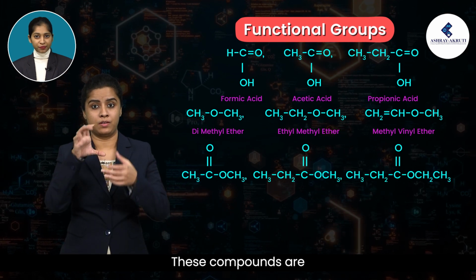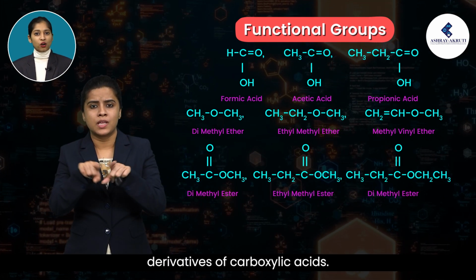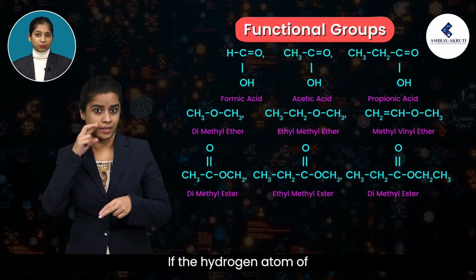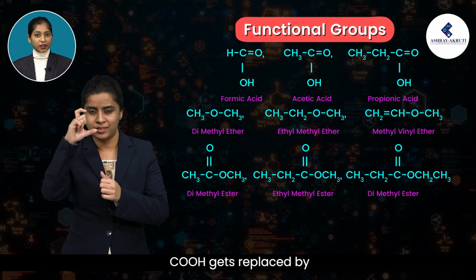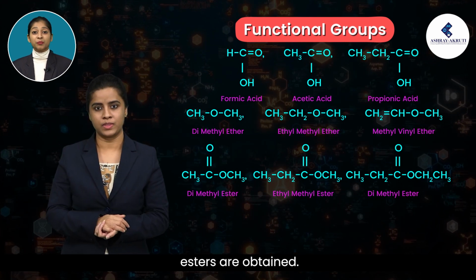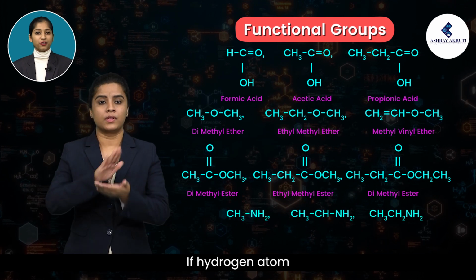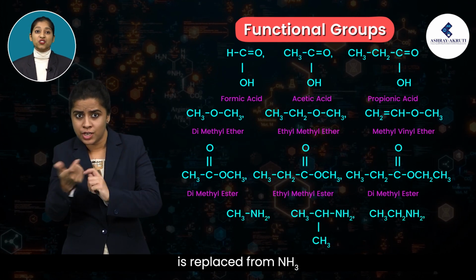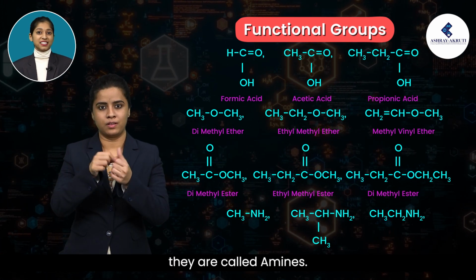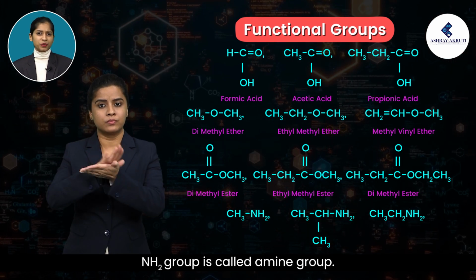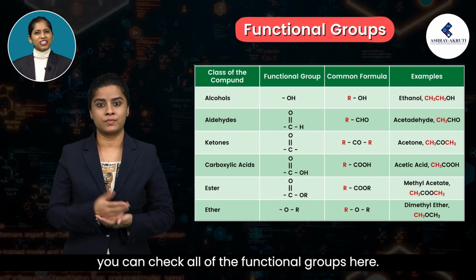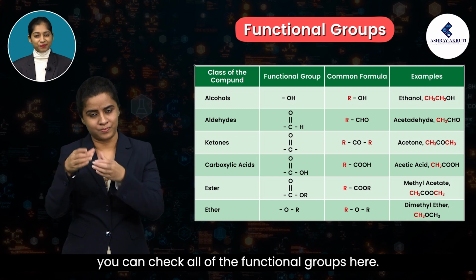These compounds are derivatives of carboxylic acids. If the hydrogen atom of COOH gets replaced by R, the alkyl group, esters are obtained. If hydrogen atom is replaced from NH3 by an alkyl group, they are called amines. NH2 group is called amine group. Children, you can check all of the functional groups here.